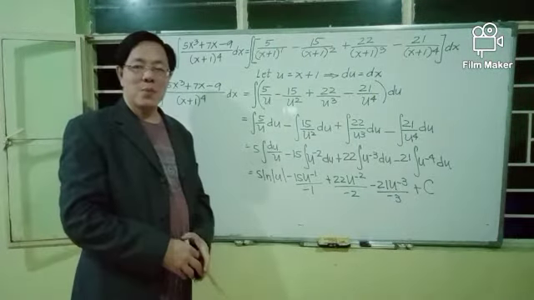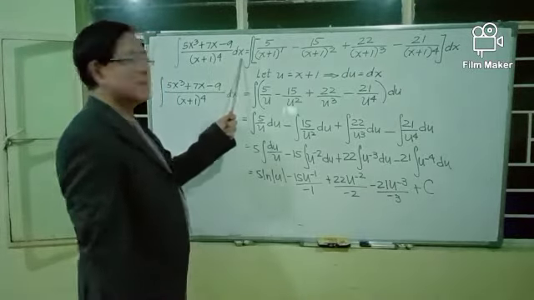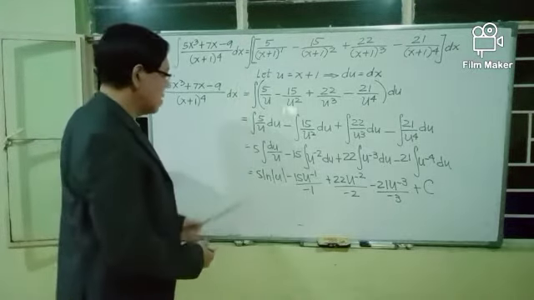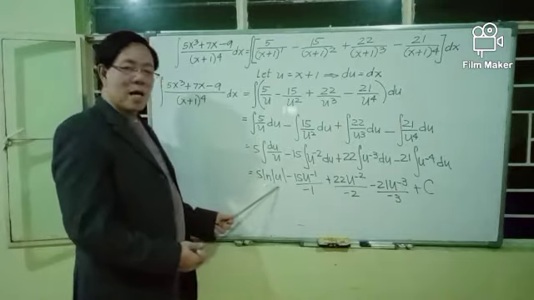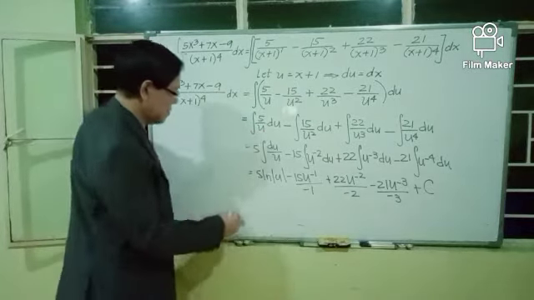And now we have to bring back the answer to the original variable x. The first term is 5 times ln of u, and u is x plus 1.